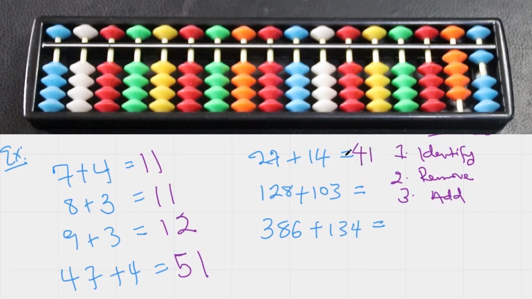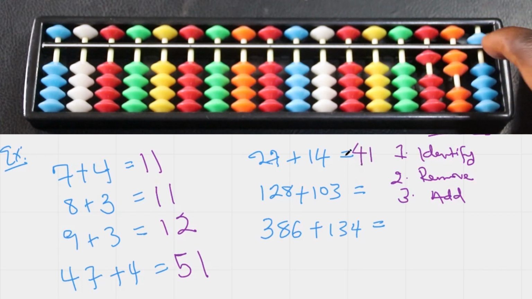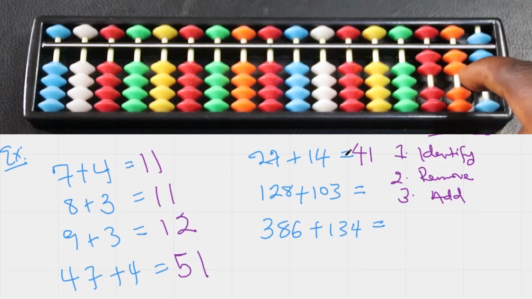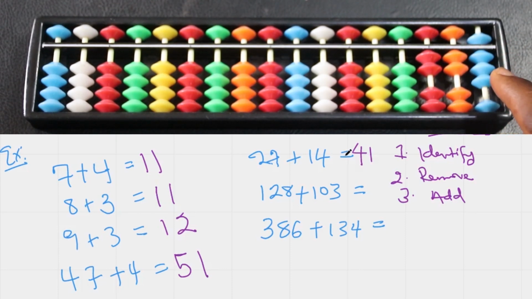Again, the next question is 128 plus 103. It's getting intense. 128 plus 103. So add 1 here. You don't add anything for 0. To add 3 here, you ask yourself, what is the 10 component of 3? 7. So remove 7, add 10. Then your answer is 231.